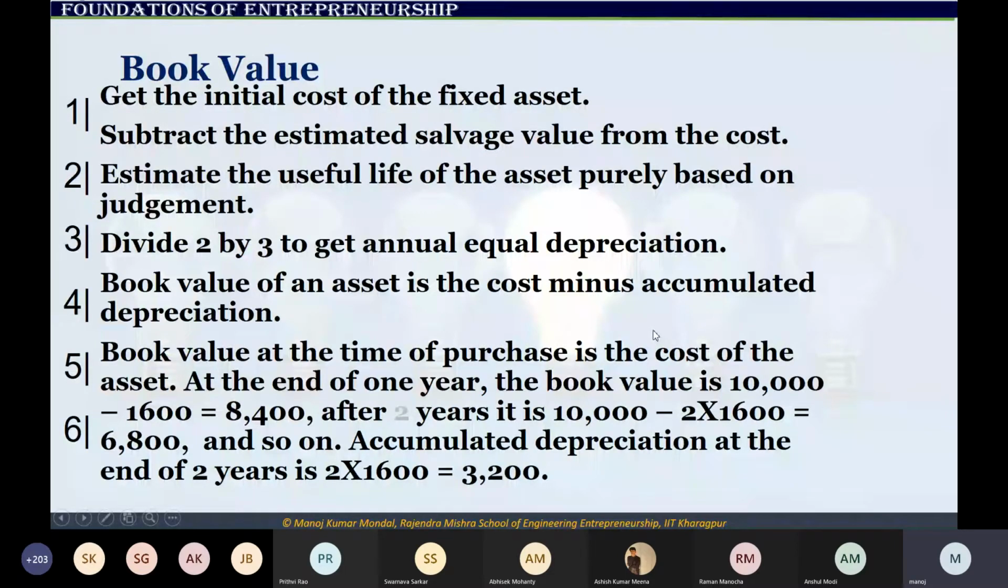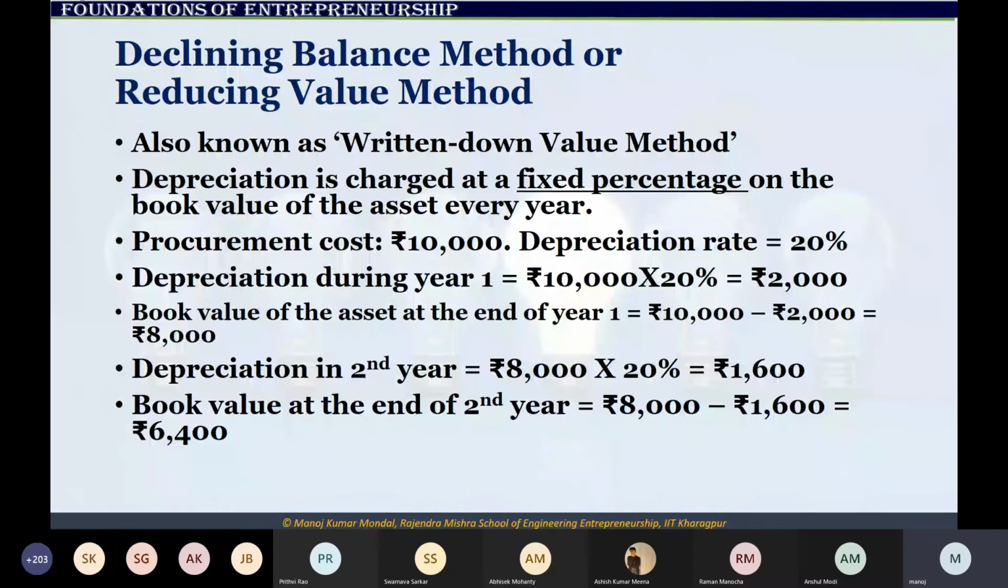So at the end of 1 year, book value is 10,000 minus 1,600. At the end of 5 years, book value is 10,000 minus 5 multiplied by 1,600. So it is 2,000.